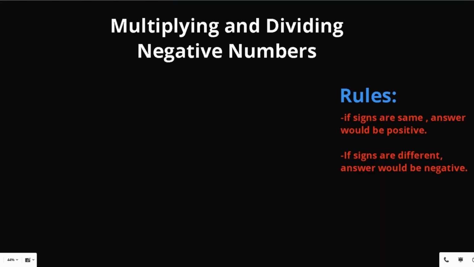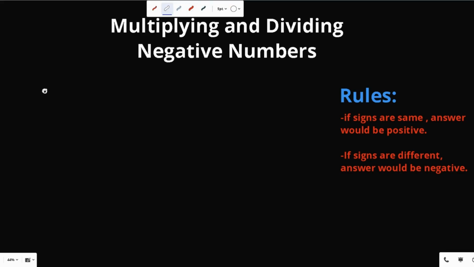Hello, today we are going to see how we can multiply and divide negative numbers. For multiplication and division of negative numbers, we have only two rules. If the signs of the numbers are the same, then our answer will be positive, and if the signs are opposite, then our answer is going to be negative. Okay, let's look at a few examples.